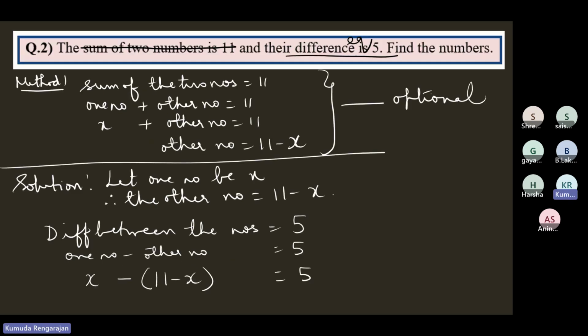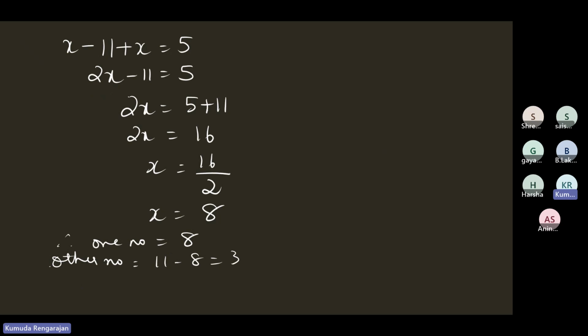It's a very simple question. We can guess the answers. You can guess the numbers. You'll have to find two numbers whose sum is 11 and difference is 5. So you can guess it. 8 and 3 are the numbers. The sum of 8 and 3 is 11 and the difference between 8 and 3 is 5.